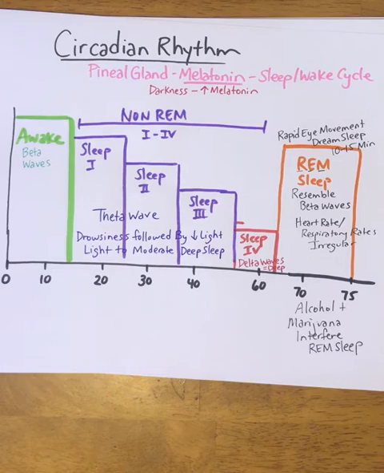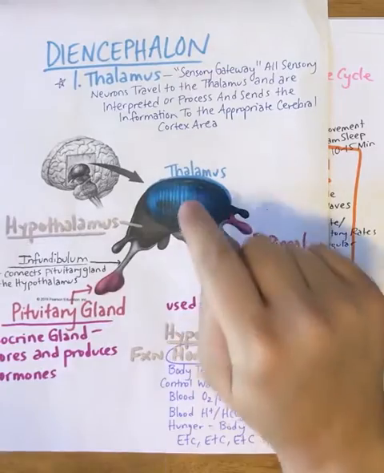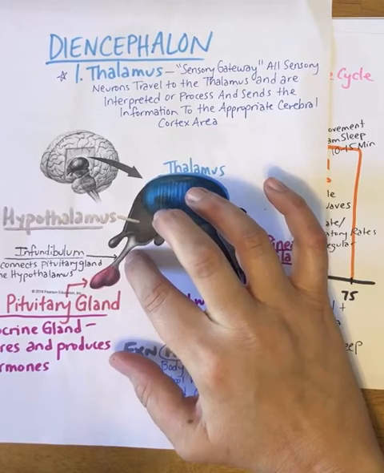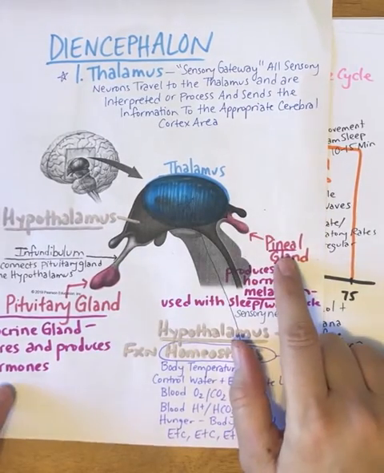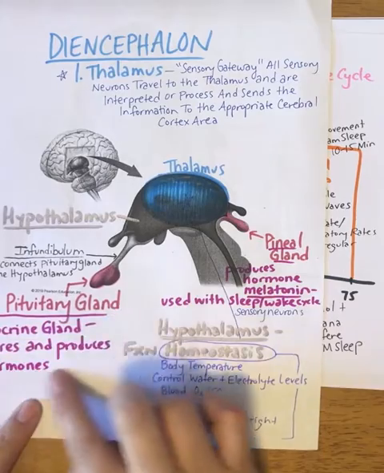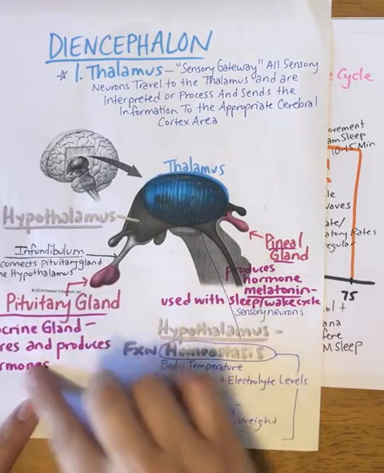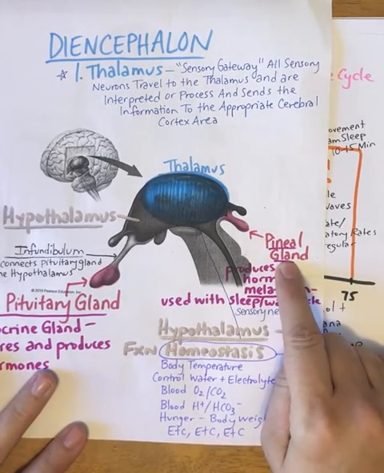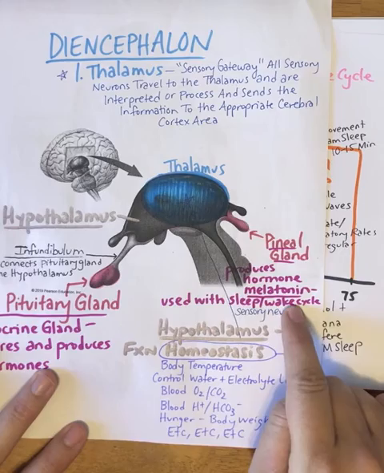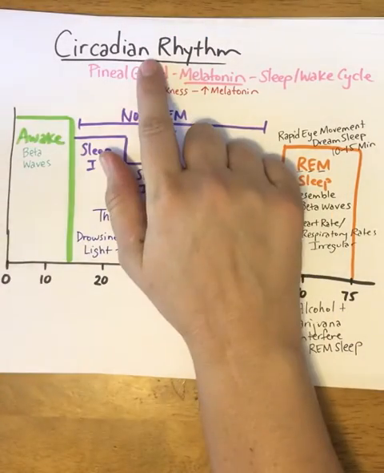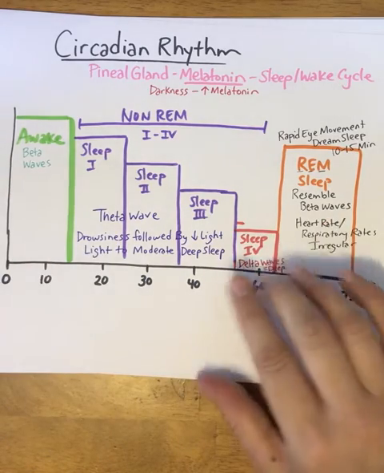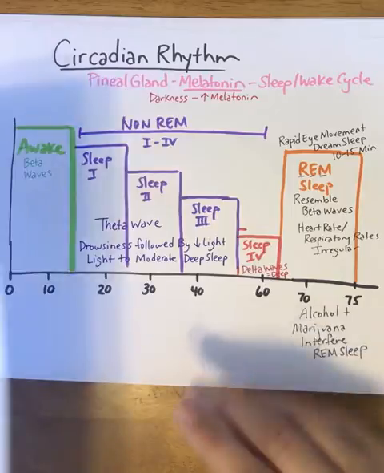When we talk about the diencephalon, it includes the thalamus, which is your sensory gateway, your hypothalamus for homeostasis, and the infundibulum, the stalk that holds the pituitary gland. Both of your glands produce hormones. The pituitary gland has so many hormones that we're going to cover this in A&P2. The pineal gland, on the other hand, produces melatonin, and it's used with the sleep-wake cycle, which we call the circadian rhythm, from being awake through the stages of sleep of REM. So that is the diencephalon.